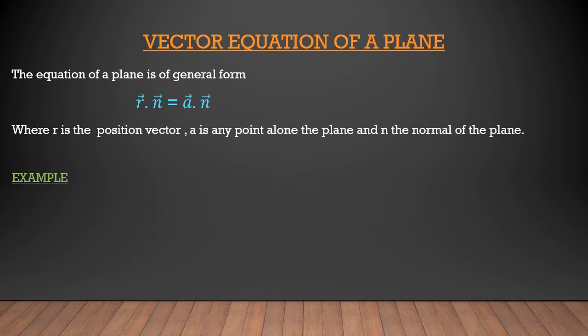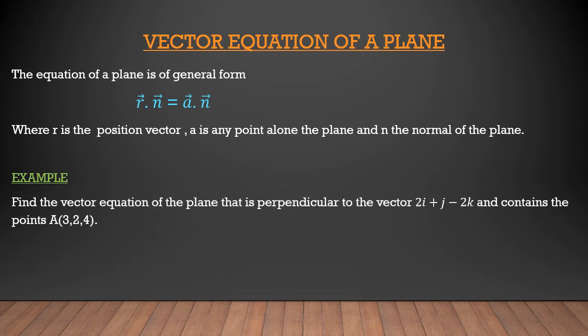As I said, let's take an example to see how we can apply this. Find the vector equation of a plane that is perpendicular to the vector 2i plus j minus 2k and contains the point a, 3, 2, and 4. Hence, we already have the point for filling our a. Now what's left is our normal. They said perpendicular to this vector, therefore they have given us the normal, because the normal is the line perpendicular to the plane. Simply, we have our normal and we have our plane. This example is so easy.